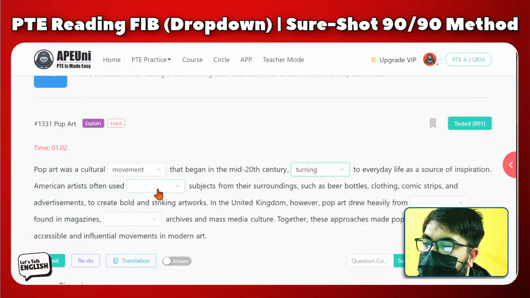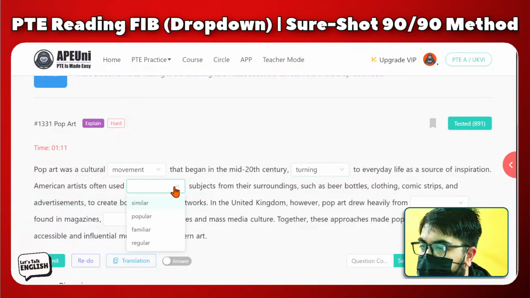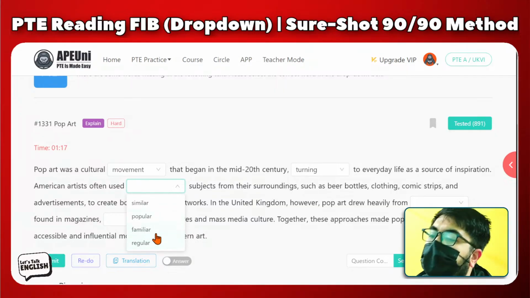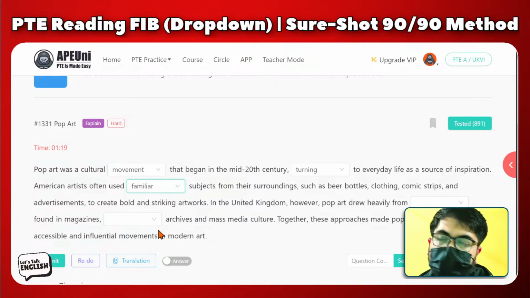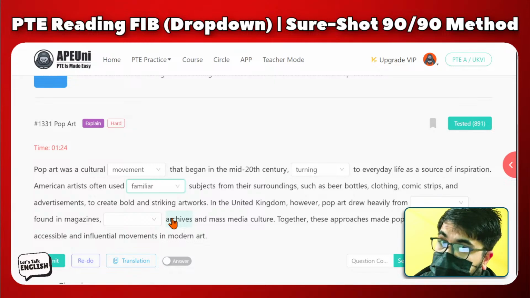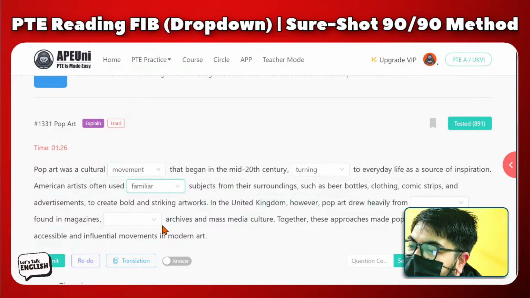American artists often use some kind of subjects from their surroundings, such as beer bottles, clothing, comic strips, and advertisements to create bold and striking artwork. Similar, no, popular could be familiar. Familiar. See, popular is something like Mr. Shah Rukh Khan. He's popular, but is he familiar to me? No, or maybe yes. Okay, all right.